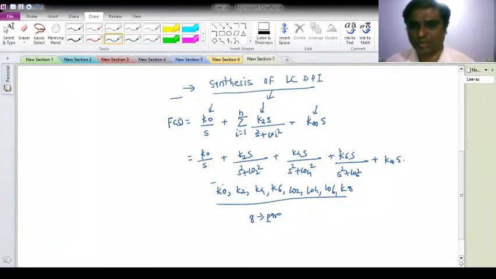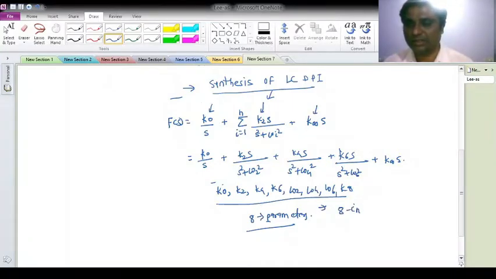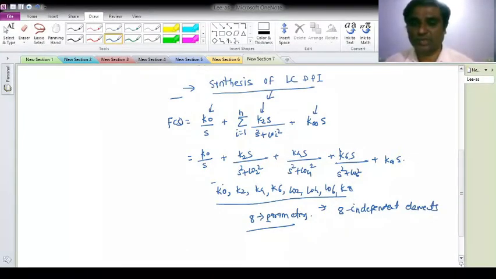So in order to realize this LC function, what has to be done? I need at least 8 independent elements to realize this kind of LC driving point impedance function. Okay, I may need more than 8.